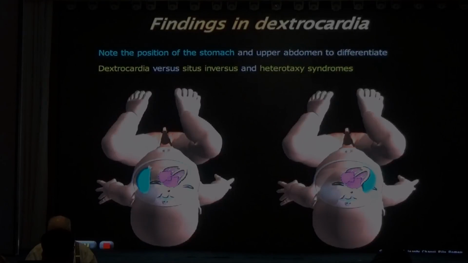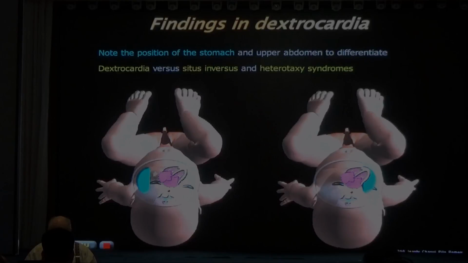So here we have 2 babies, both with the apex of the heart on the right side. Which of these 2 babies has the greatest likelihood of a cardiac anomaly? The one on the left side or the one on the right side? Who says left side? Raise your hand. Good, I see a few hands. Who says right side? Raise your hand. Okay, only 4% of you are answering, but those of you answering are answering correctly.